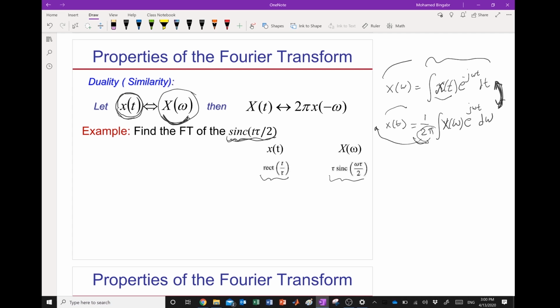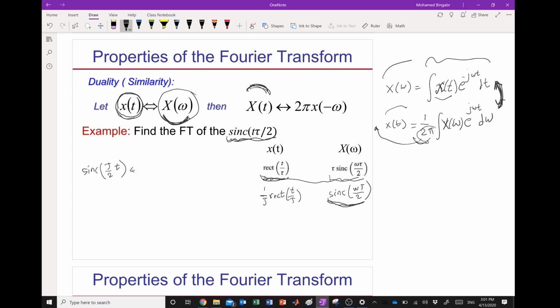So first, I will rewrite this as follows. I will divide by tau here and divide by tau here. So I get, now I will use the duality. If I create a signal in the time domain that looks the same shape, except I replace omega by t, then I get sinc of tau over 2, where I replace omega by t.